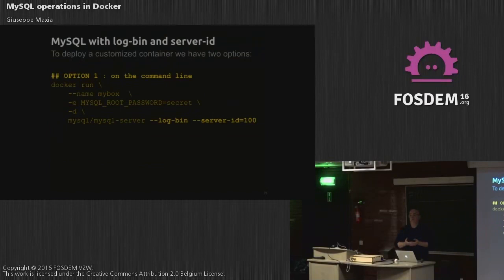Let's say that you want something different. Now there is a nice trick in the MySQL image: if you pass more information after the run command, like in this case, you can have these pieces of information go directly to the server. So if I do it like this, I will have not the default, I will have a server that has logging enabled and a server ID.